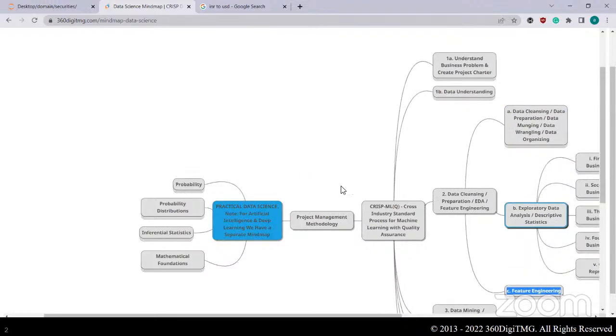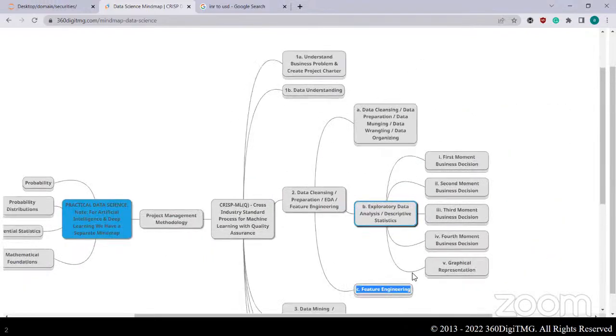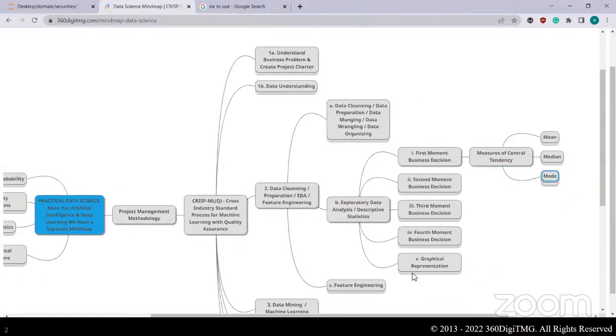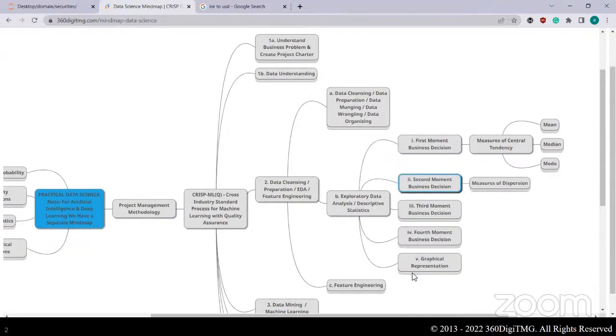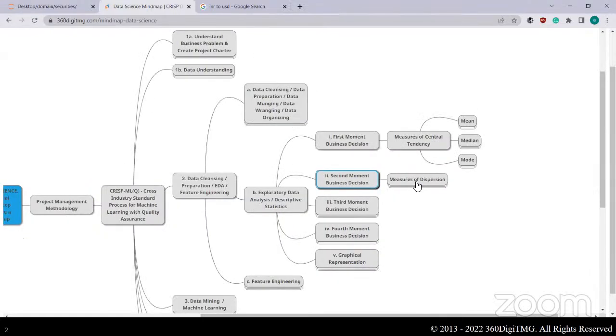Finally, we have EDA, exploratory data analysis. In this, we have 4 business moment decisions. The first business moment measures the central tendency of the data, how centralized the data is. In this, we calculate the mean, median, and mode. Then you have the second business moment decision, which is basically how spread apart your data is. In this, you calculate variance and standard deviation. And remember, standard deviation is nothing but the square root of variance.